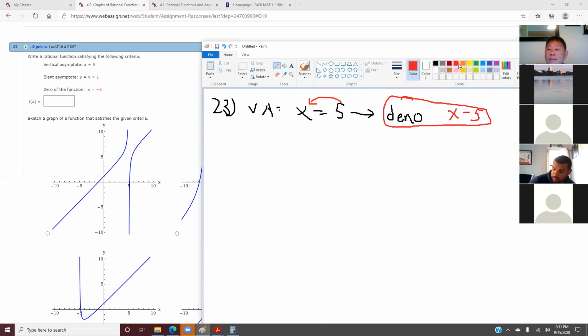Okay, next thing we're going to talk about is your 0. 0 is the same thing as your x-intercept. So if the question gives you a 0 like this, it's the same thing as an x-intercept, which gives us negative 5. And as you remember from the previous one, 0 goes to your numerator. So when you move it in there, you've got x plus 5.